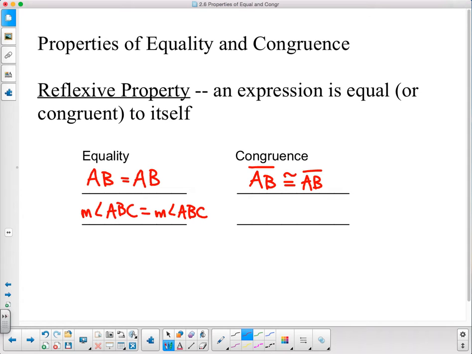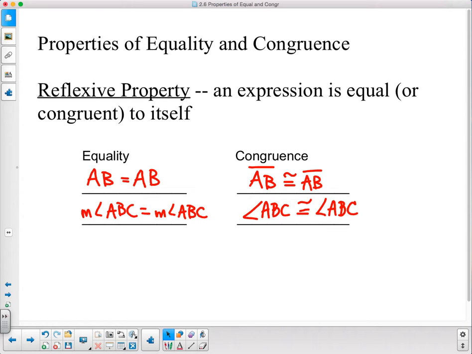How would it look if it were a congruence involving angles? Angle ABC is congruent to angle ABC. There's no M because it's not the measures that are congruent, it's the actual things. Okay, so the measures are equal, the things are congruent. So as you look at each of those, does it do what it said? An expression is equal or congruent to itself. So it's the very same thing on both sides. That's what the reflexive property is. Doesn't maybe seem like that's very useful, but it is, depending upon what we need to do with it.